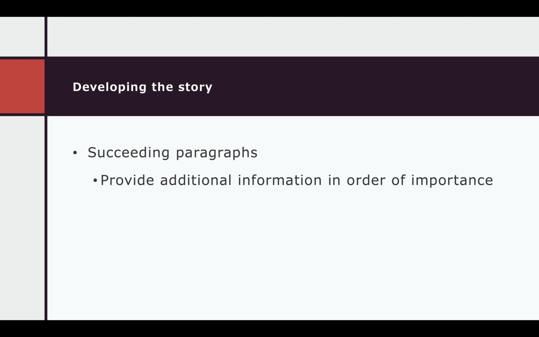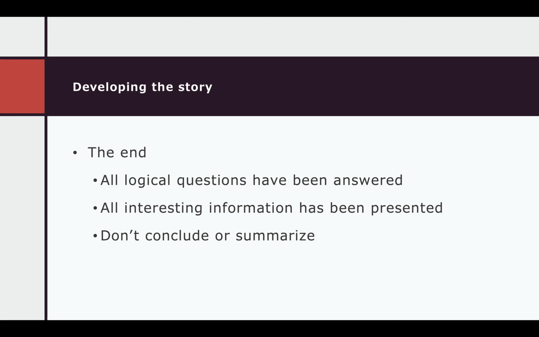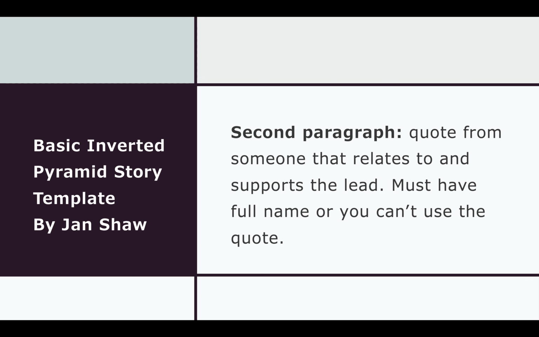Now, in the paragraphs that are going to come after that, you're going to provide additional information. And remember to always go in order of importance, not necessarily chronology. Or don't go by time, go by what is most important. When you end, you want to make sure that all logical questions have been answered. If you understand the why and the how, answer those. You may not have that information at the time. Make sure that all interesting information has been presented, but you will not conclude or summarize in this kind of story. You will simply end your writing.